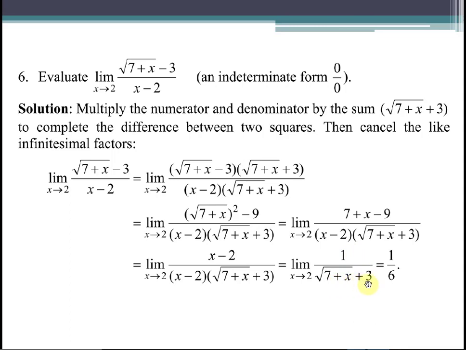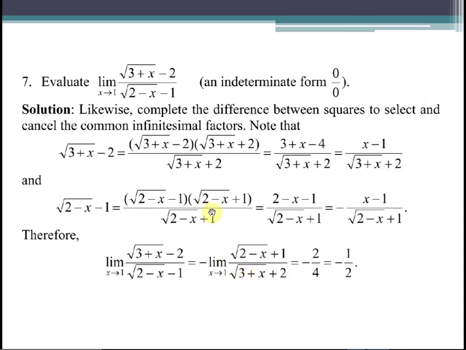And now we don't have any indeterminate form. We can put 2 instead of x, and then we get the answer. If we put 2, 7 plus 2 is 9, square root of 9 is 3, 3 plus 3 is 6. So the answer is 1 over 6.